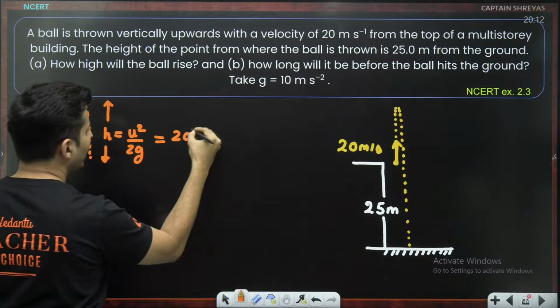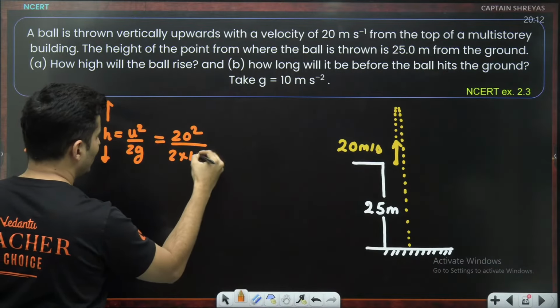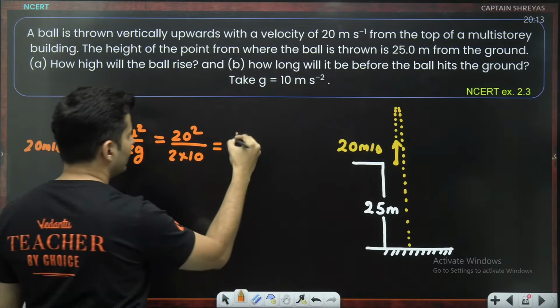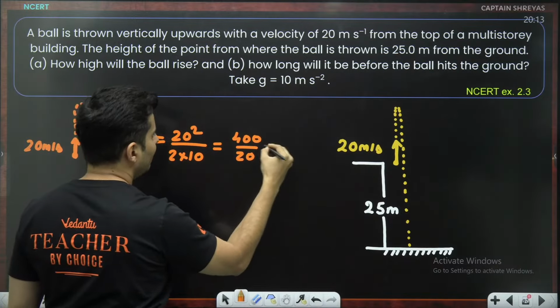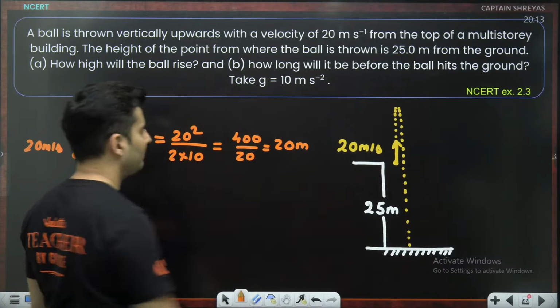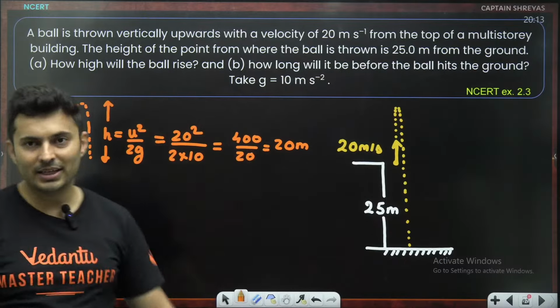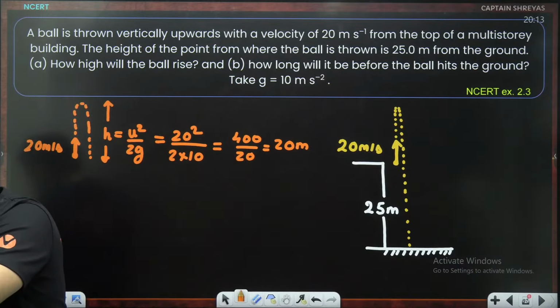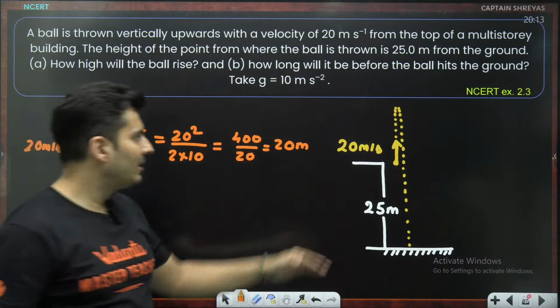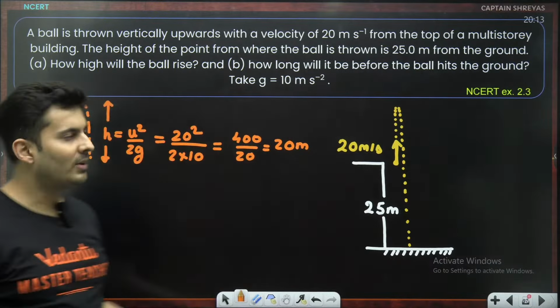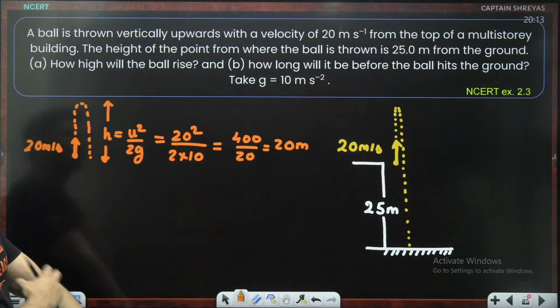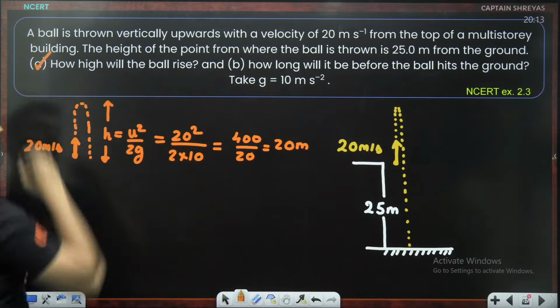So u being 20, 20 square by 2 into g, which is usually 10. That is 400 by 20, which is nothing but 20 meters. Perfect. So we got it as 20 meters. Correct? Everyone with me? That is 20 meters from here; from the ground, you can add 25 meters more. That's not the only question. So the first part is done.